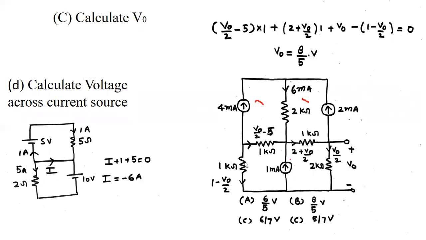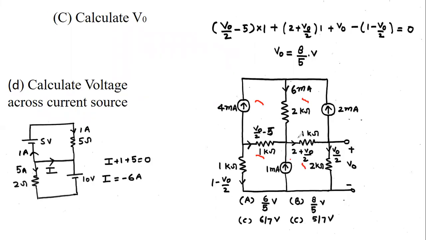Why can we not apply this? Because these loops have a current source. We cannot apply the KVL in a loop in which a current source is given, because for the KVL we require two things: one is current and the second is the resistance. We do not have information about the resistance of a current source. So always apply the KVL in that loop which does not have any current source.